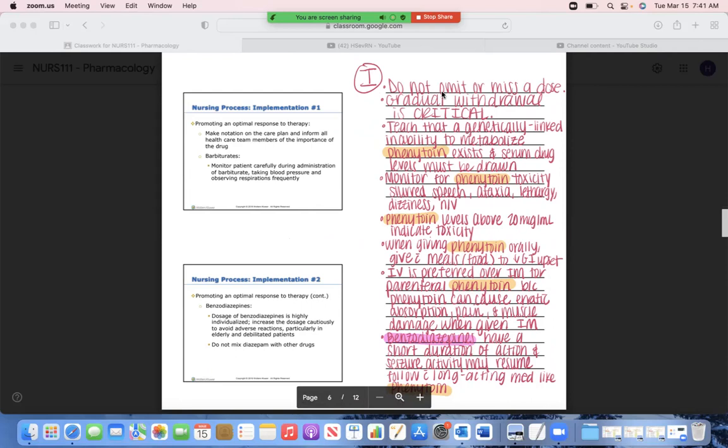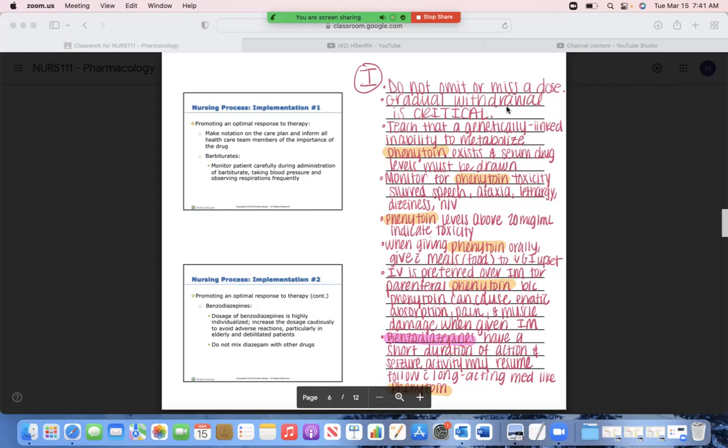Interventions. Do not miss or omit a dose of antiepileptic medication. If your client is going to stop taking their seizure med, they have to gradually taper and withdraw. They cannot just abruptly stop. It's going to cause major issues. Teach your client that there is a genetically linked inability to metabolize phenytoin, and that's why we have to be drawing those drug levels, making sure we're not getting into those toxic levels. A level above 20 micrograms per milliliter is going to indicate toxicity. And at that point, we might start to see slurred speech, ataxia, lethargy, dizziness, nausea, or vomiting.